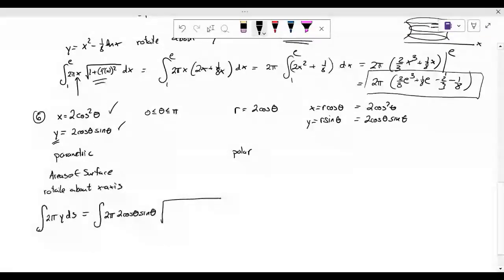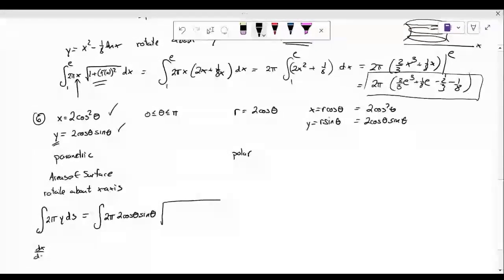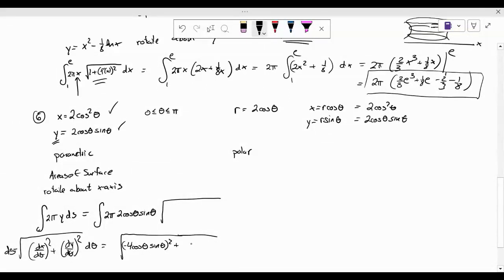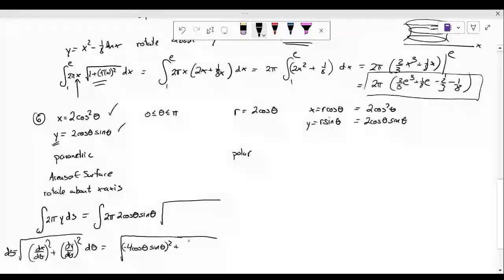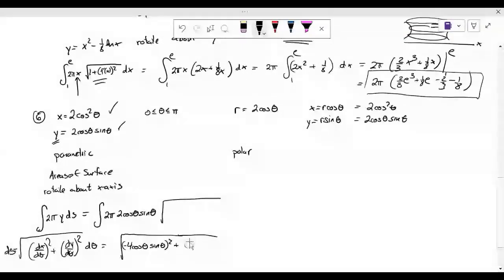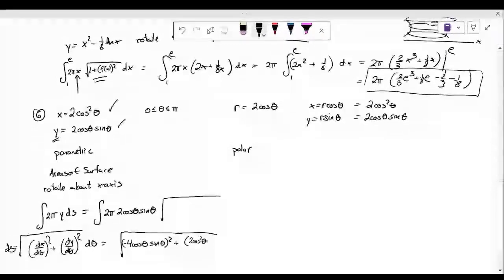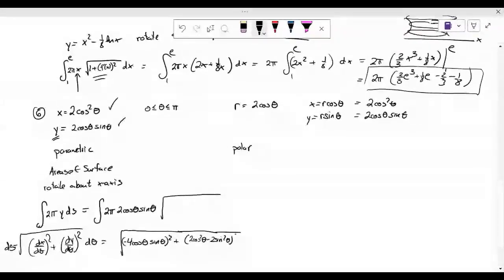And then we would need to multiply, right? But you have to differentiate x with respect to the parameter, squared. Okay. This would be our ds. Differentiating x. Differentiating y. I probably could have used some identities there to simplify matters, but the derivative of y with respect to theta, so that would be 2 cosine squared minus 2 sine squared d theta.